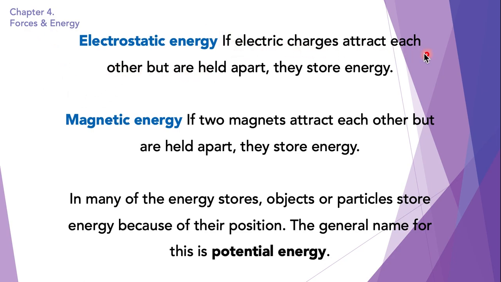After this, we have electrostatic energy. If electric charges attract each other but are held apart, they store energy. Say for example, a positive charge and a negative charge. They attract each other but they are held apart. For example, the negative charge is on one object and the positive charge is on a different object. They are held apart, so they store energy. This is the energy of attraction. Electrostatic energy is also when two like charges are together, they repel each other. So that is also electrostatic energy.